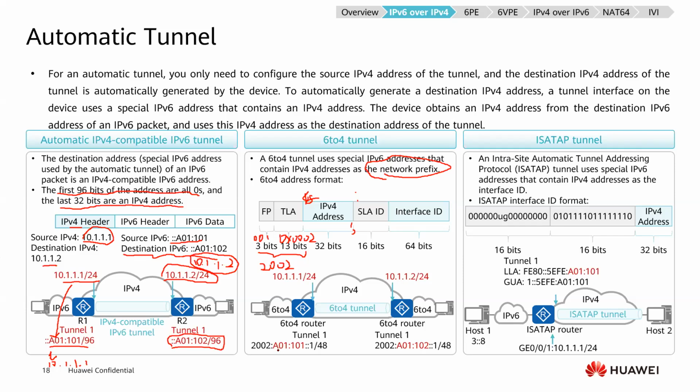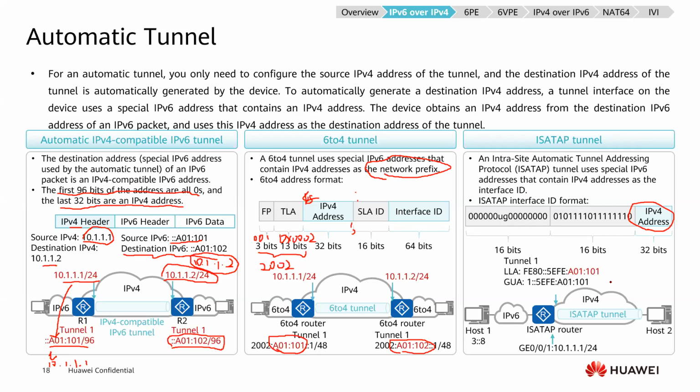When the router receives the IPv6 address, it will get the IPv4 address from the special IPv6 address, and will encapsulate it into the IPv4 header destination address. It is also the same as the ISATAP terminal. It just uses the IPv4 address as the interface address, the interface ID. So it can also get the IPv4 address from the special IPv6 address.